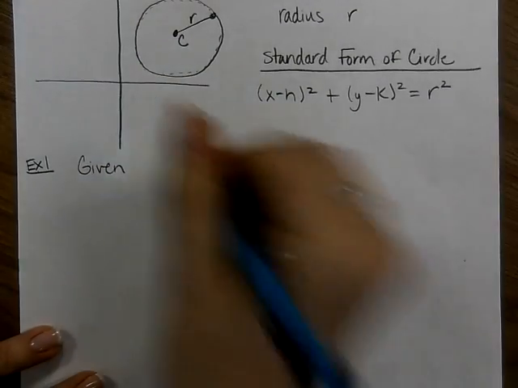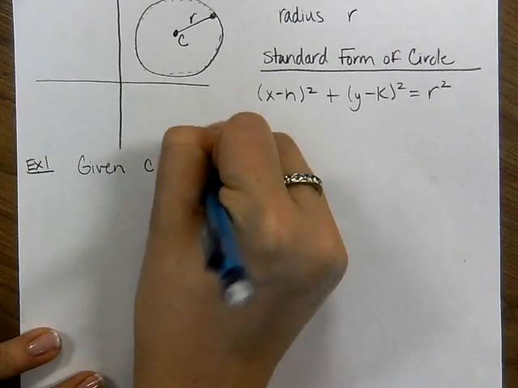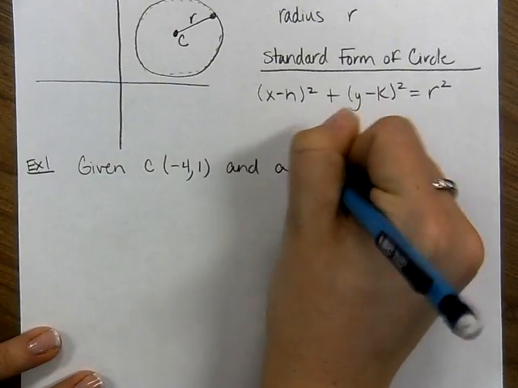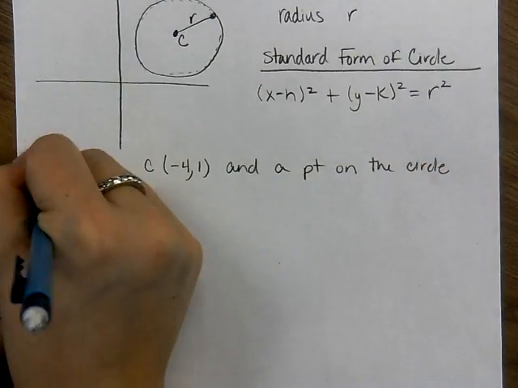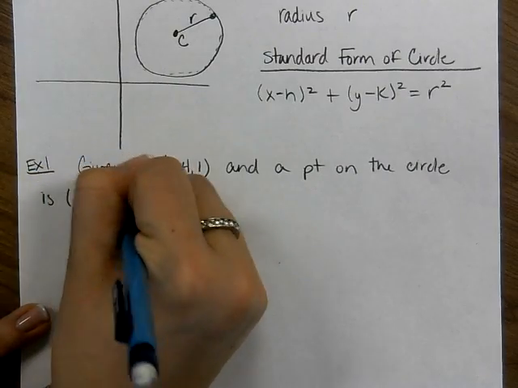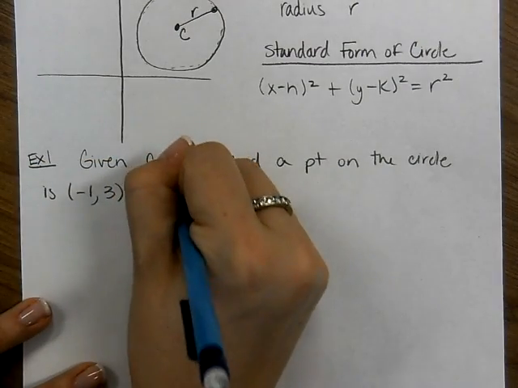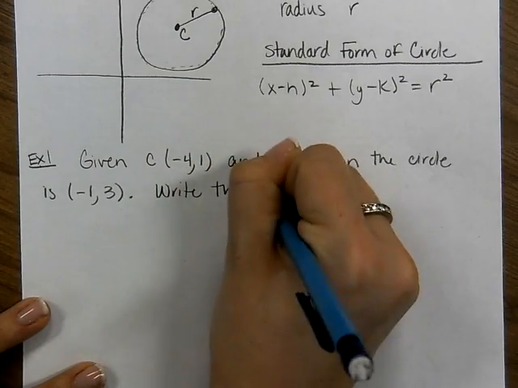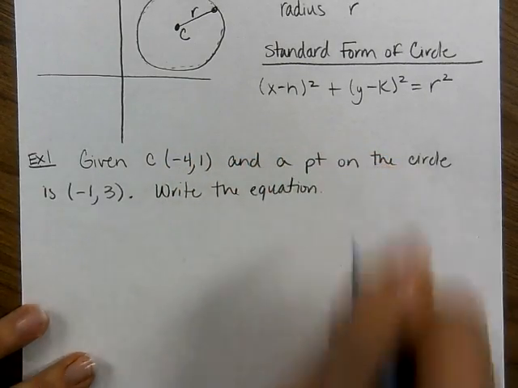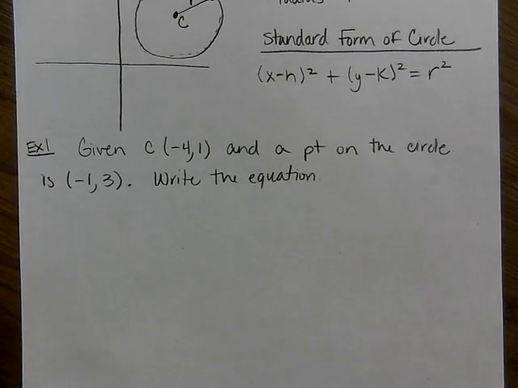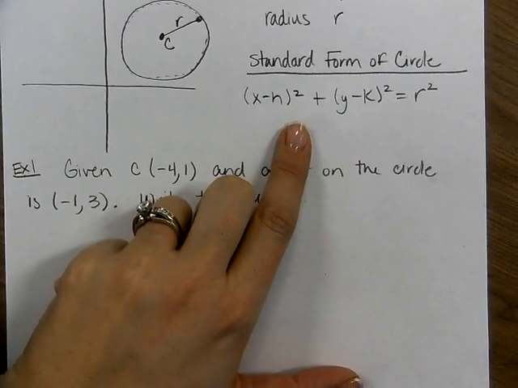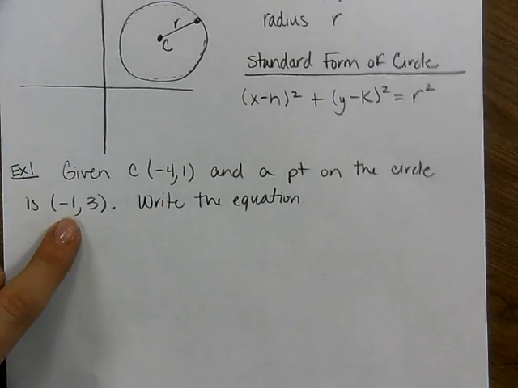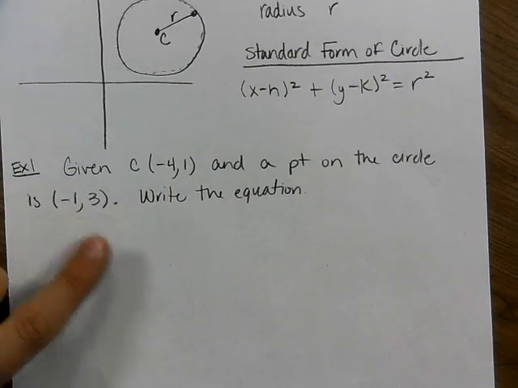Okay, so we're going to be given the center at (-4, 1), and a point on the circle is going to be (-1, 3). Okay, we're going to write the equation. So anytime we're writing an equation of any of these conic sections, we have to put them in standard form. Okay, so we're going for this, right? We know the center, so we know h and k. What is this point? What does that represent?